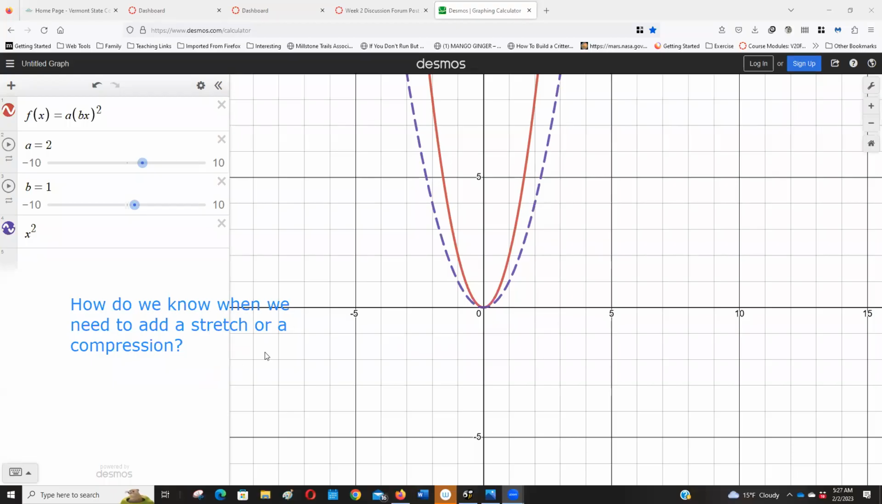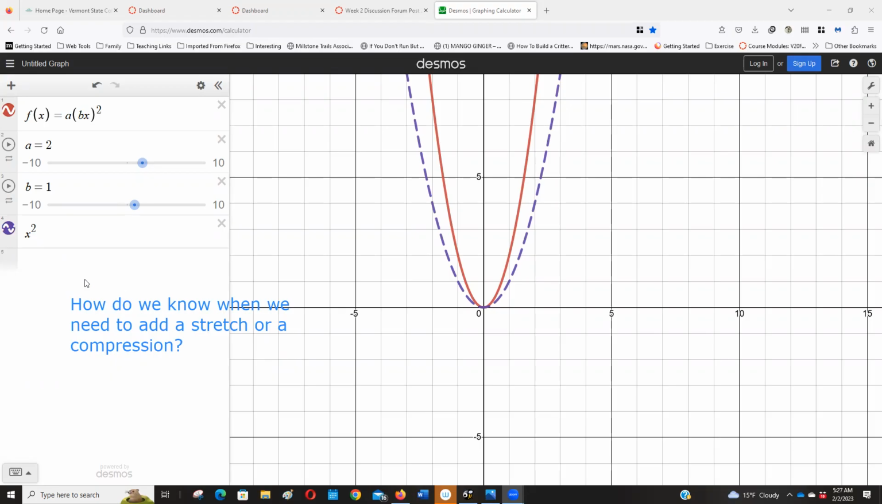So one of you asked, how do we know when we need to add a stretch or compression to an equation to describe a graph or a function to describe a graph? This is where you have to have an idea of how the functions behave, and those toolkit functions we talked about. What are there, 12 of them or so? You have to remember how those work.